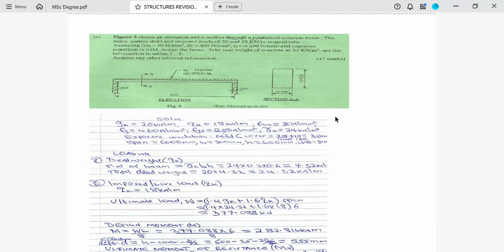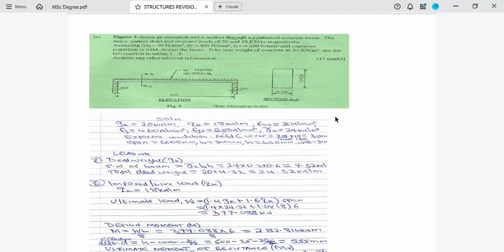Now from the table we know that if it is mild and the strength of concrete is 30, nominal cover is 25. Maybe you can choose and add 10, that 10 millimeter is the deviation in cover. You can choose and have a total of 35 millimeter or just stick to 25 millimeter. Then span here is 6,000, not 600 as shown, 6,000 millimeter. The breadth of the beam is 300 and the overall depth is 600 millimeter. Now we shall go straight to loading.